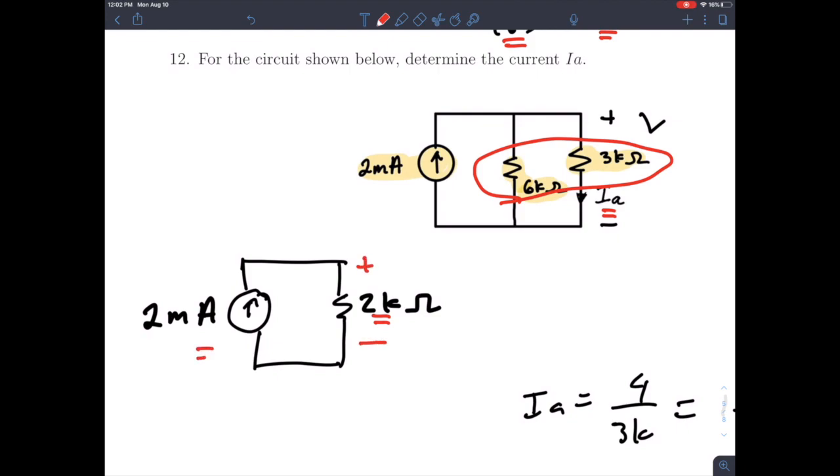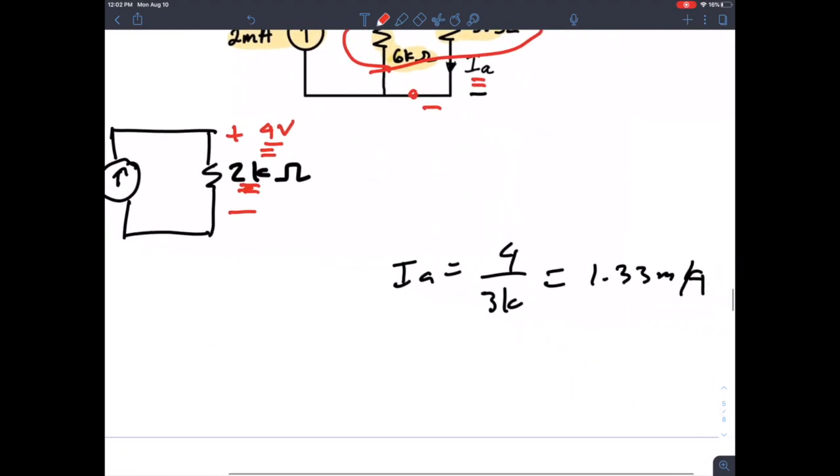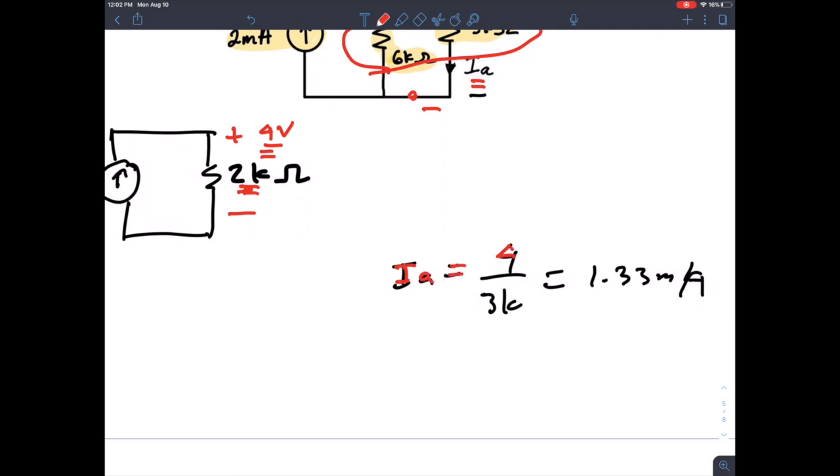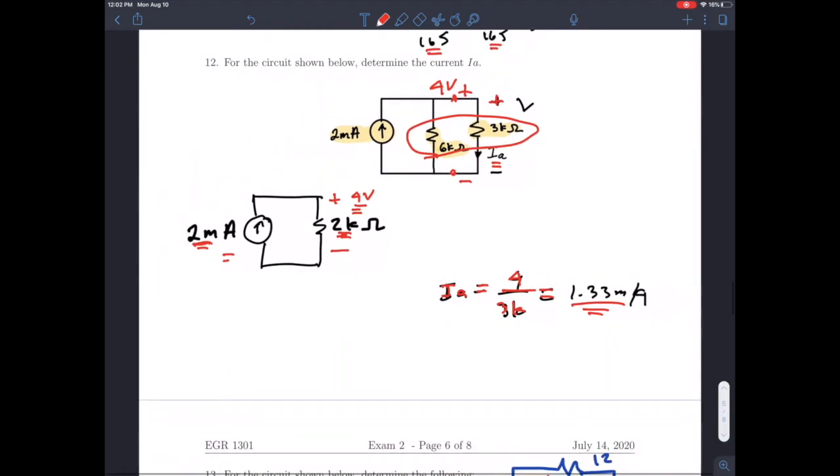The nice thing about that is, now that this is 2 milliamps times 2 kilohms, you can calculate using Ohm's law, this should be 4 volts, right? 2 times 10 to the minus third times 2,000 gives me 4. Okay, so the significance of that is I know that these two resistors are in parallel, so this is also 4 volts. All right, so if I know the voltage across a resistor, I can calculate the current. So in this case, IA is the 4 volts divided by the 3K ohm resistor. So you get 1.33 milliamps. Okay, so that's that problem.